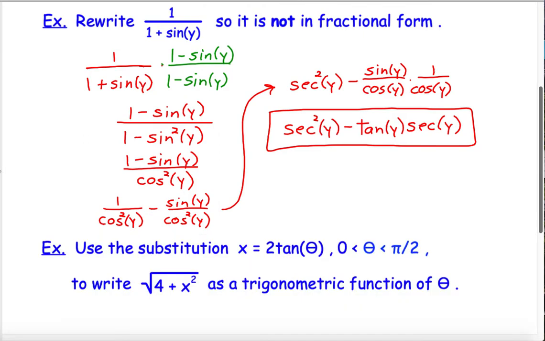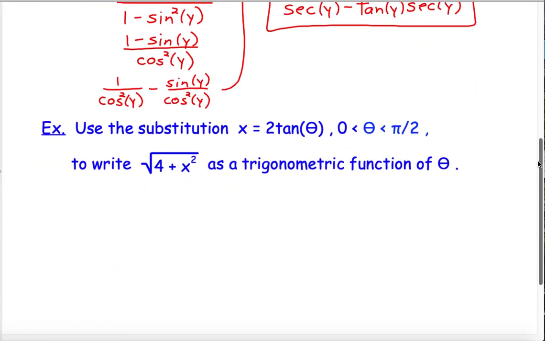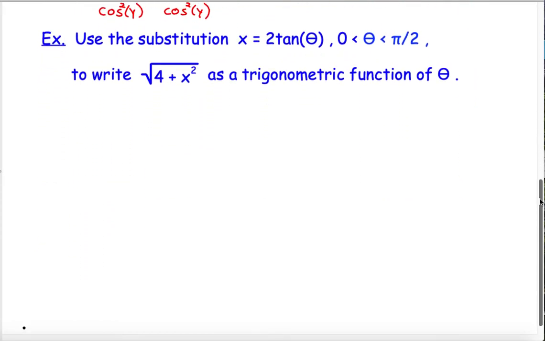All right, let's try one last one. And this is a technique that's very useful later on in calculus when you start learning about techniques of integration. But we don't have to worry about that now. Let's worry about the algebra part of this. Use the substitution x is equal to 2 tangent of theta. So they're telling you substitute in 2 tangent of theta for x to write the expression the square root of 4 plus x squared as a trigonometric function of theta.